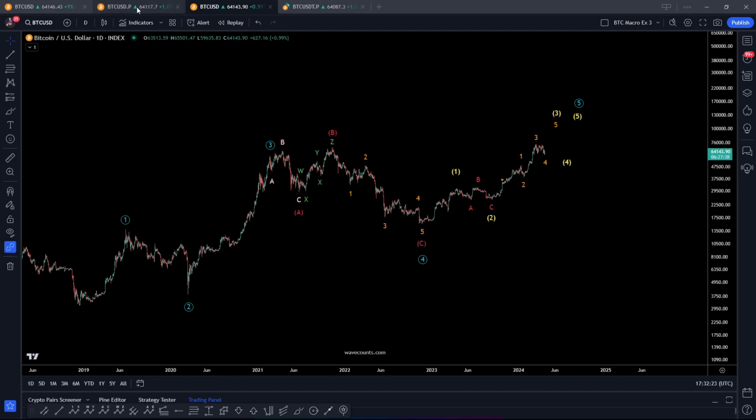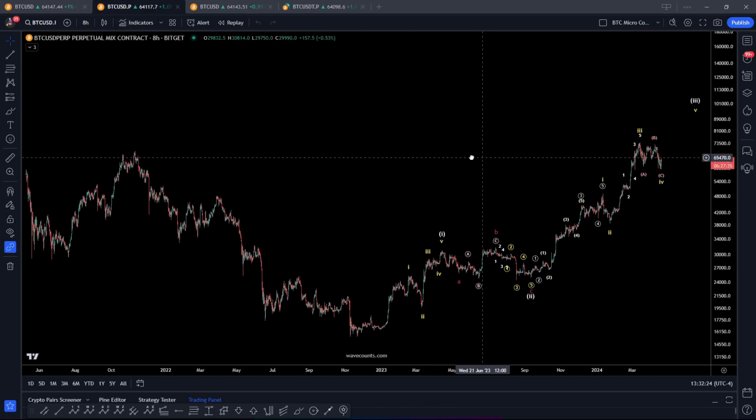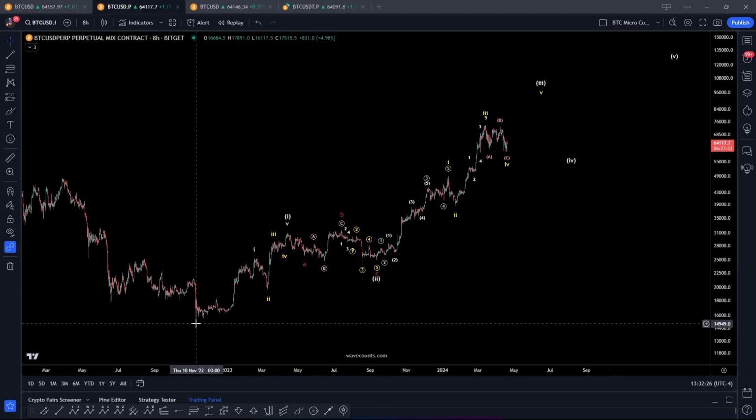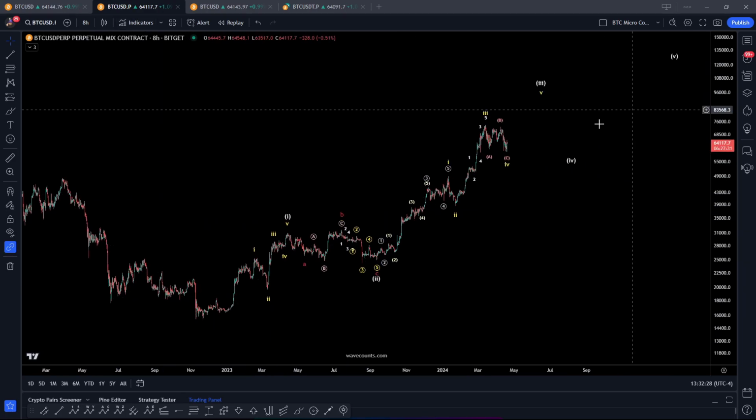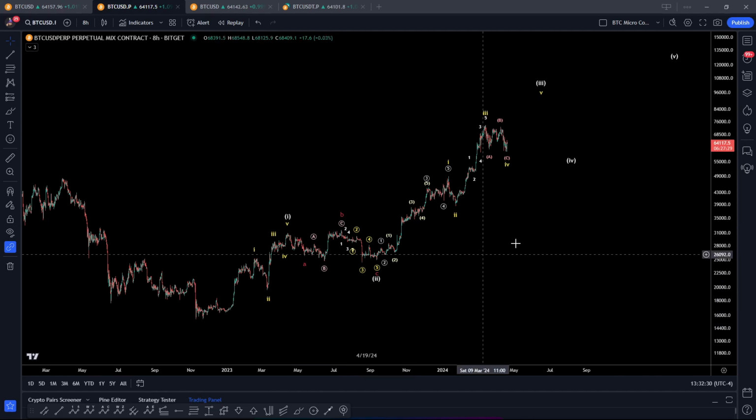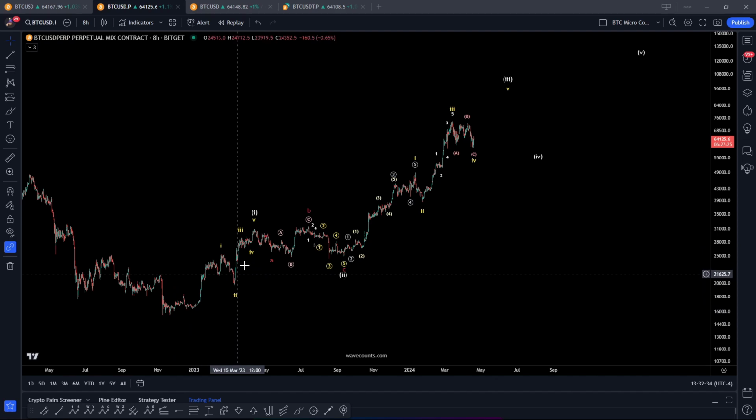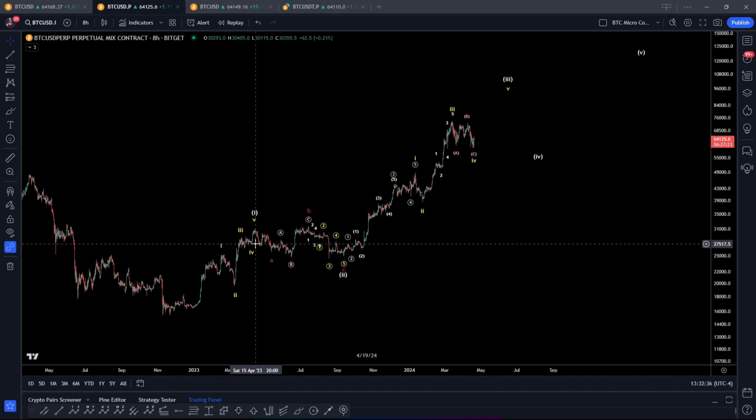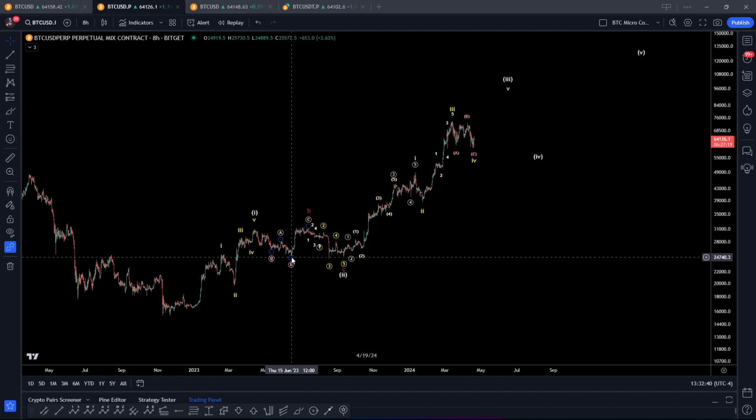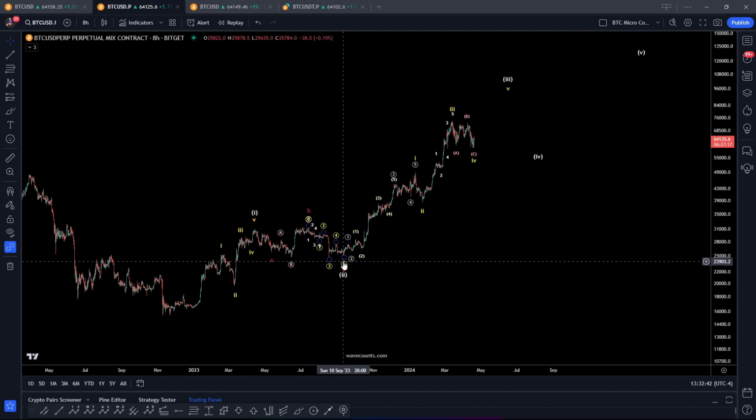Let's drop time frames. Now this chart is labeled just this final impulse here from the November 2022 low. Off that low, we got 5 waves up with an extended first wave. 1, 2, 3, 4, triangle, 5. And we come back with a regular flat pattern.